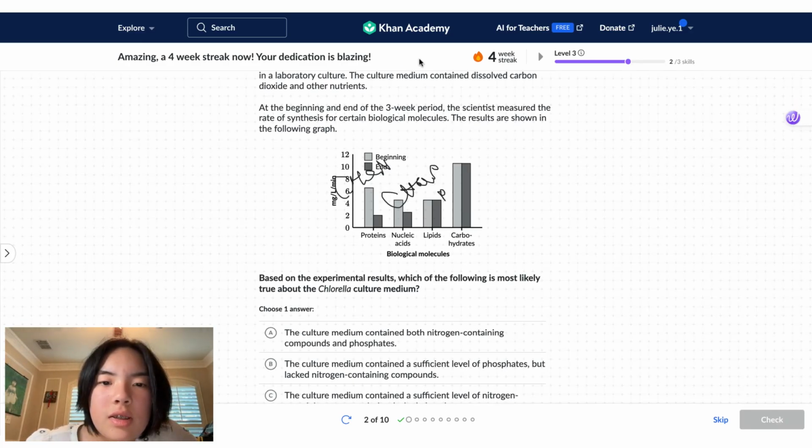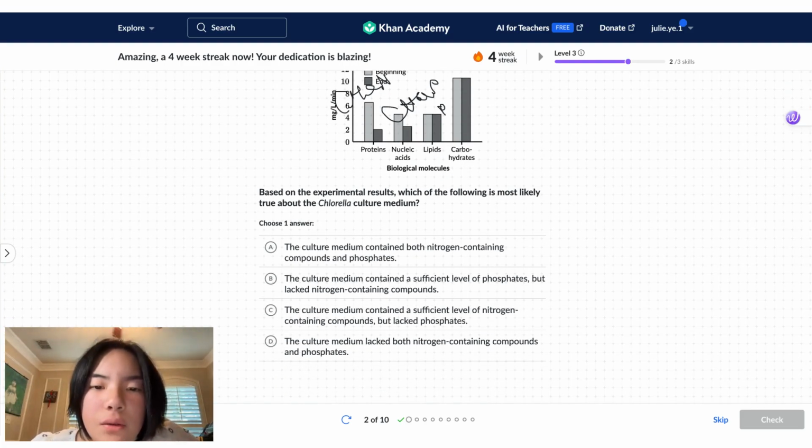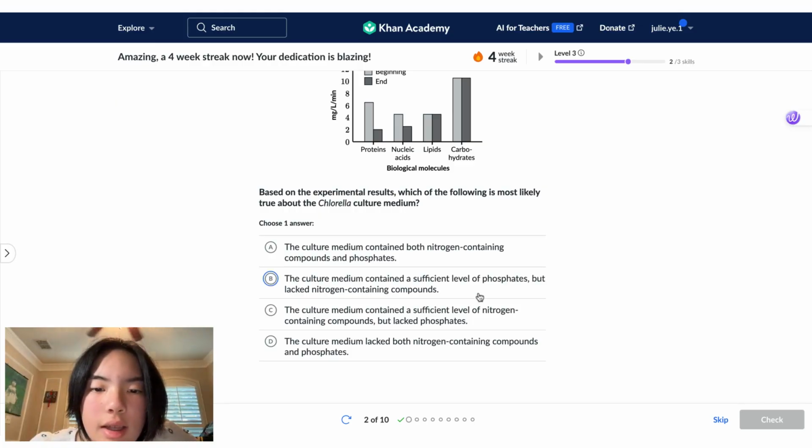So proteins contain CHON, sometimes sulfur, but nucleic acids contain CHOMP. And it looks like it affected the rate of synthesis. However, lipids sometimes have phosphates. So that means there is some phosphates. Therefore, it will contain the sufficient level of phosphates, but lack nitrogen-containing compounds.